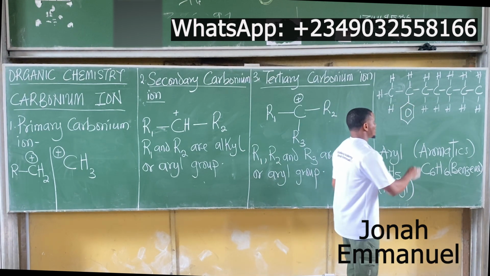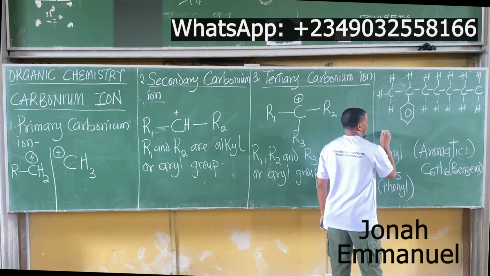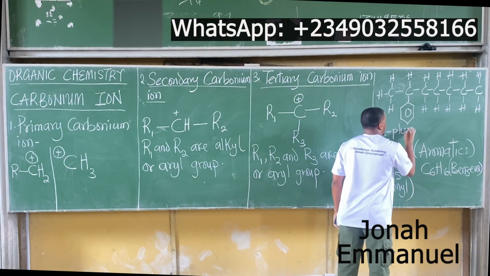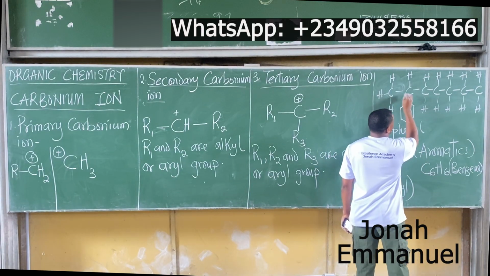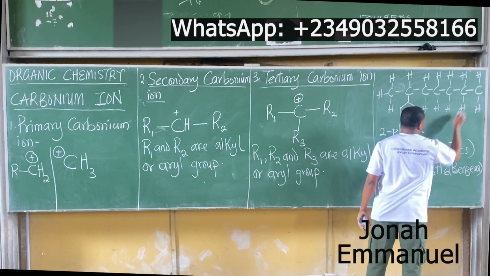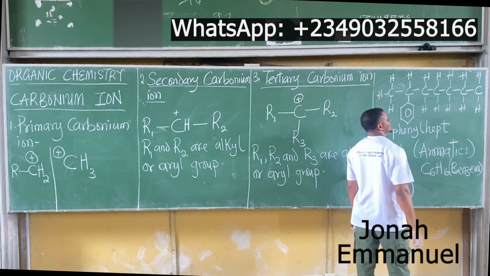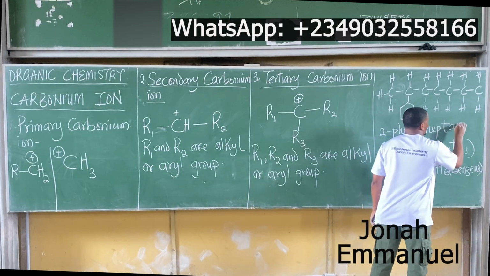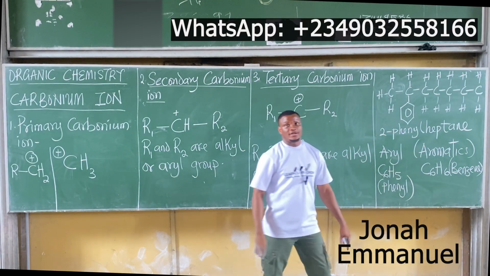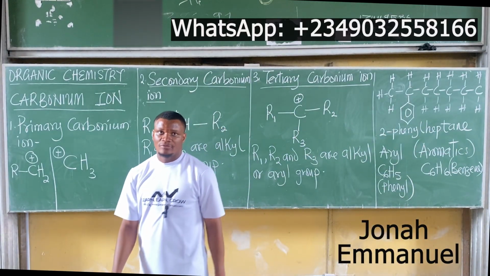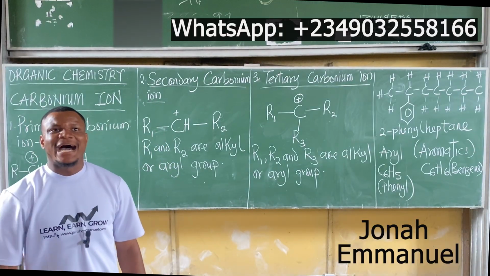So how do you call this compound? This is 1, 2. So this is phenyl because of there. 2 phenyl. 1, 2, 3, 4, 5, 6, 7. 7 is what there? Hept. What's your parent in there? Alkane. Single bond. So this is called 2-phenyl heptane. That's that compound. So this is an aryl group in action.